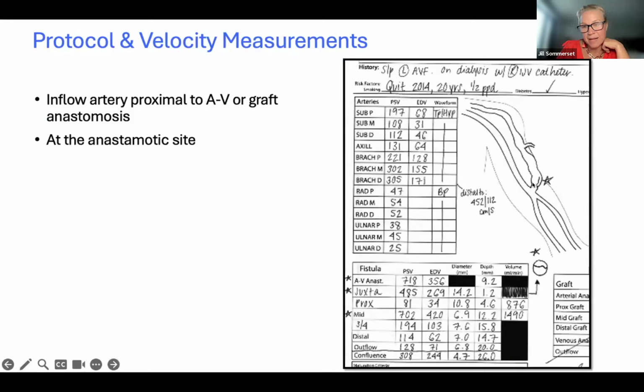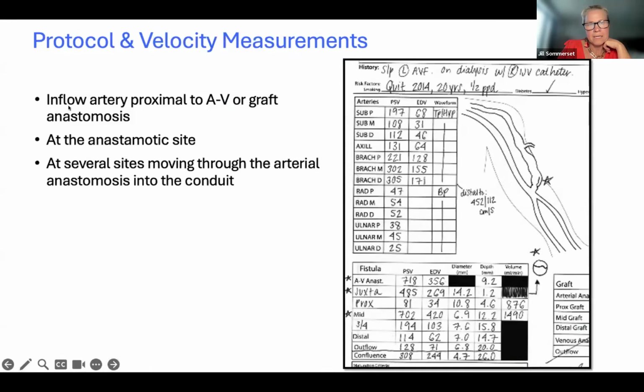We're definitely going to evaluate the anastomosis, and then we're going to move through the conduit as well. Now we can't forget about the native radial and ulnar artery because they are supplying the hand. We know that these arteriovenous fistulas can sometimes steal from the hand, and that creates ischemic ulcers or pain. So we just want to make sure we evaluate the ulnar and radial artery, and you'll see it listed here on the worksheet.